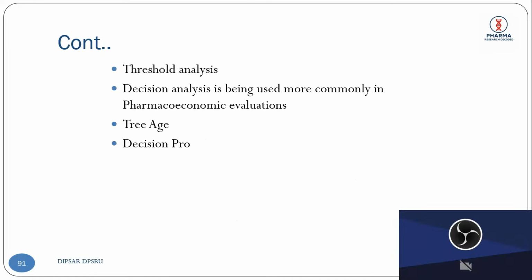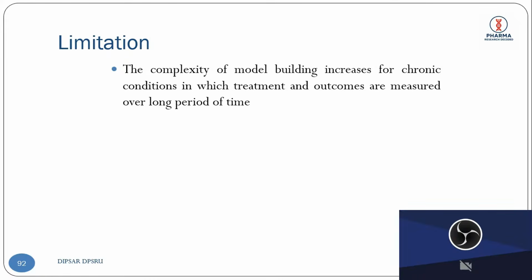Threshold analysis and decision analysis are used more commonly in pharmacoeconomic analysis. To do such kind of analysis, we have software like TreeAge, which is the most popular. There is Decision Pro also. Some researchers are doing it in Excel as well. You can also create models by using MS Excel. You can run the simulations as well, right?